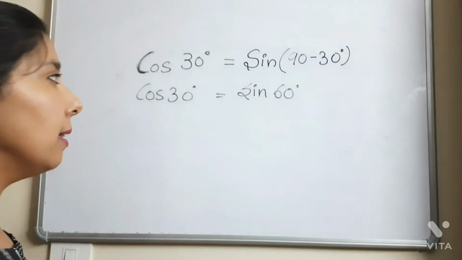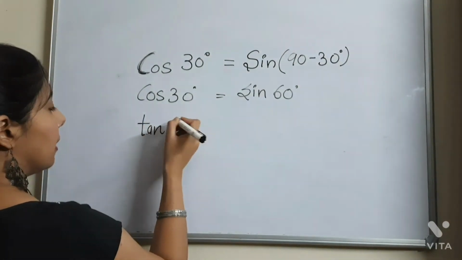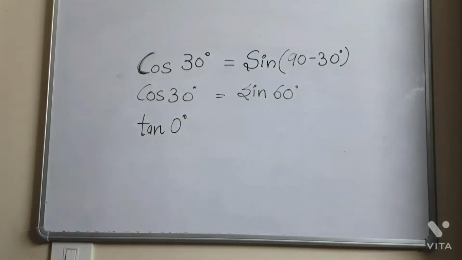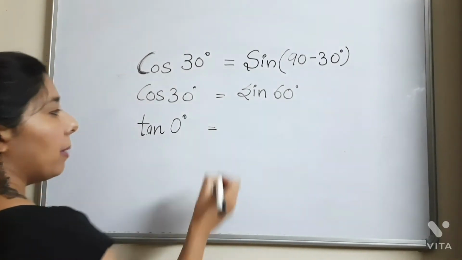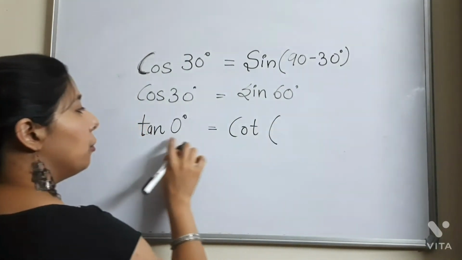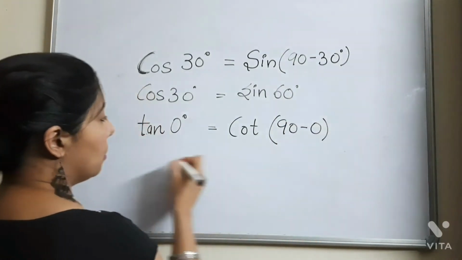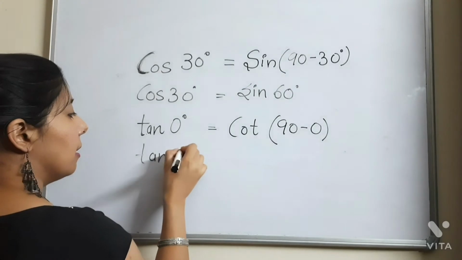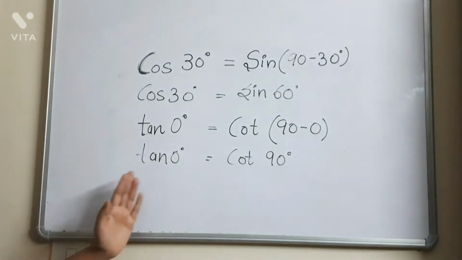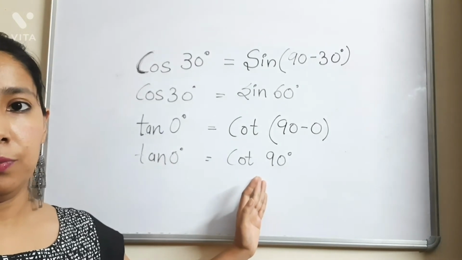Let me take one more example. Like if you have tan, let's suppose it is 0 degree. Fine. It is tan 0 degree. And tan makes a complementary pair with cot. So if you change the tan to the cot, the next thing you need to do is just subtract this angle from 90. That is 90 minus 0. So you will have tan 0 degree is equal to cot 90 degree. So you can see that you have changed this tan trigonometric ratio to the cot trigonometric ratio.